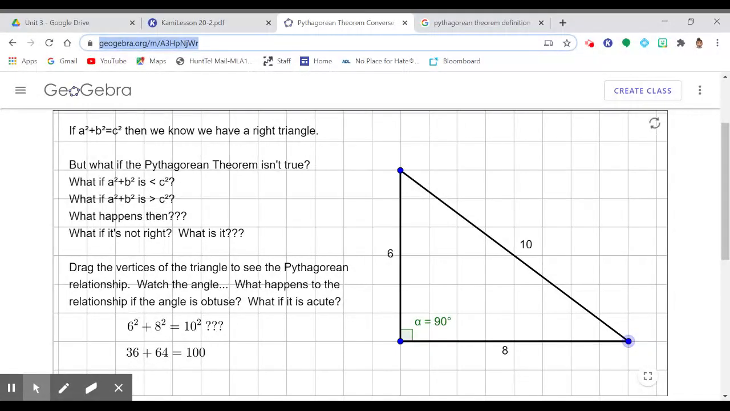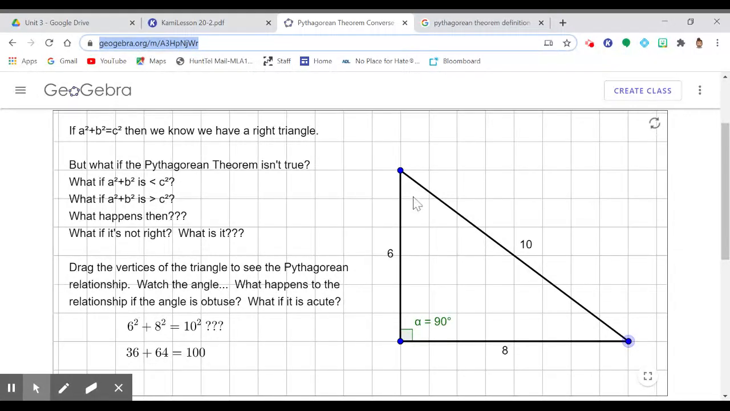What type is it? You are encouraged to drag the vertices of the triangle to see the Pythagorean theorem relationship. Watch the angle, in this case A, or alpha, which is Greek for an angle here. What happens to the relationship if the angle is obtuse? What if the angle is acute? So here is the Pythagorean theorem, again with question marks, because we're going to start manipulating the sides of this current right triangle, and we're proposing what happens when these lengths change and how it affects what type of triangle it is.